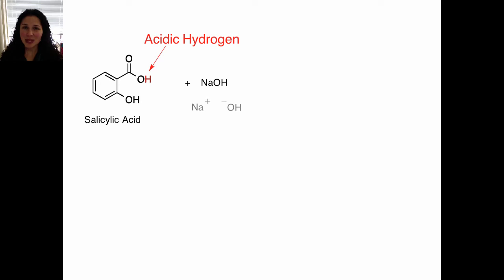Okay, this is just a simple acid-base reaction. Hydroxide ion bonds to the hydrogen on salicylic acid, and it makes water. When the hydrogen ion leaves, it leaves behind a negative charge on the carboxylic acid. Sodium does not change, it's just the counter ion. This is the salicylate ion. Some people call this sodium salicylate because the sodium is the counter ion that balances the charge.